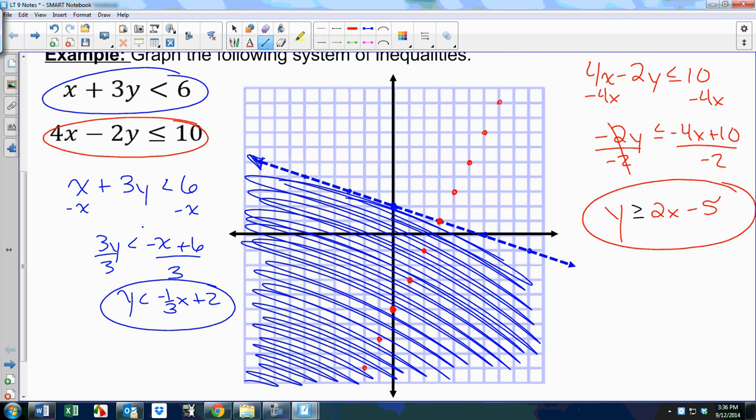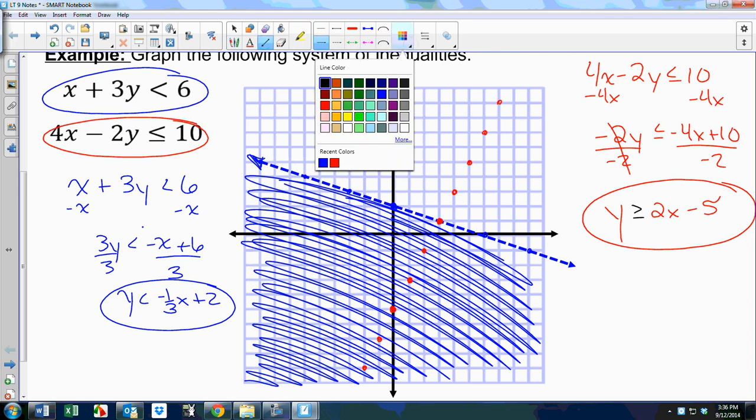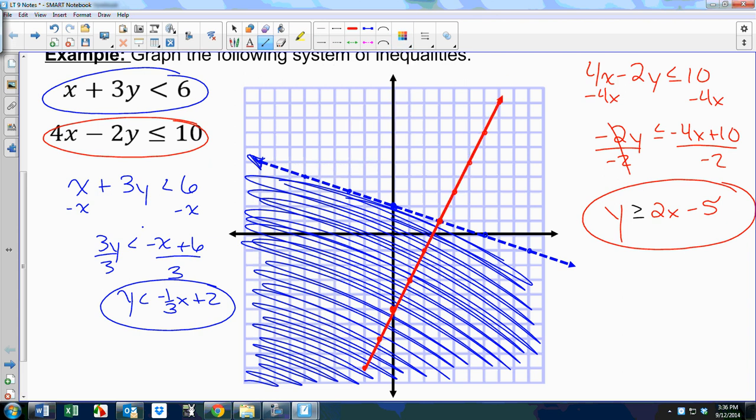So we'll grab our solid line tool and red and graph that line. And then shade. According to this, y is greater than or equal to, so shade above.